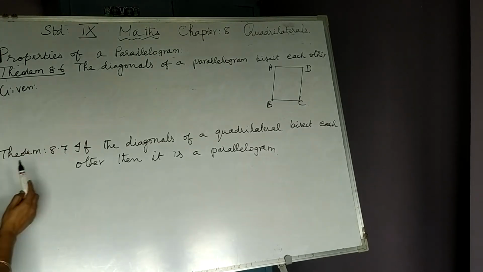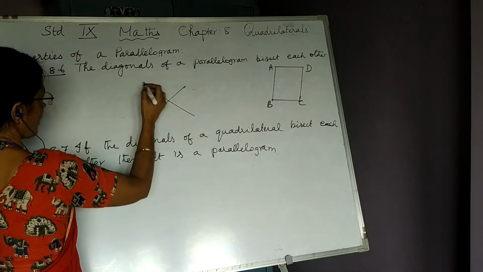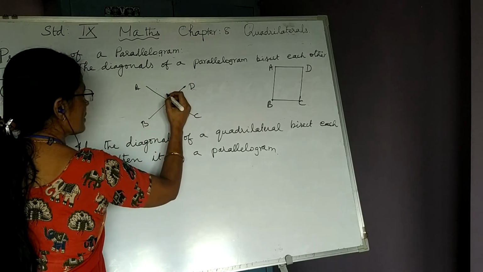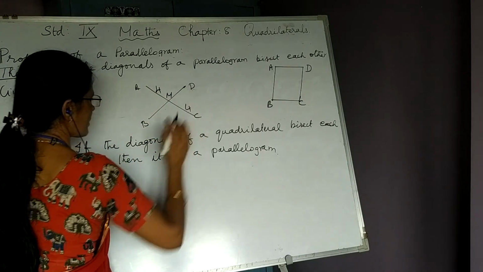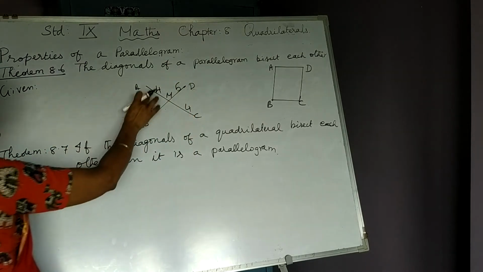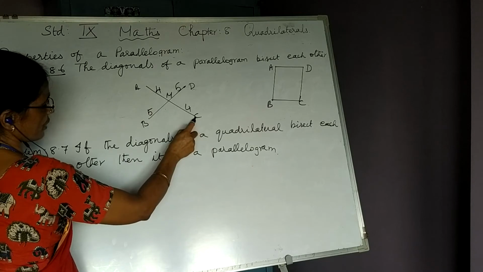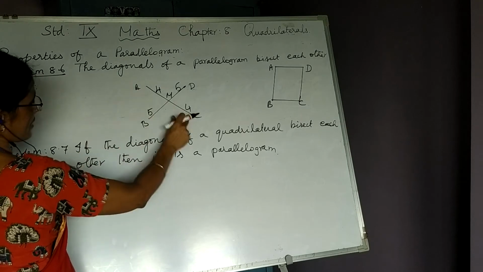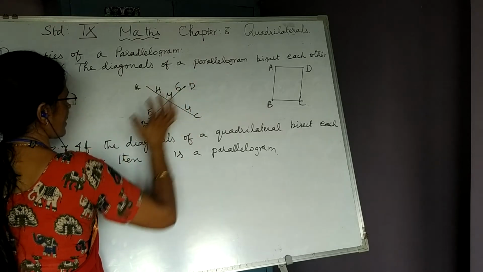Theorem 8.6. Before that, we understand what is the meaning of bisection. You can see AC is a line segment, BD is a line segment. Say they intersect at the point M. If AM is 4 and CM is 4, if BM is 5, DM is also 5, we can say these two line segments bisect each other. Means M is the midpoint of AC, also it is the midpoint of BD. So we say AC and BD bisect each other because AM and CM are equal, BM and DM are equal.